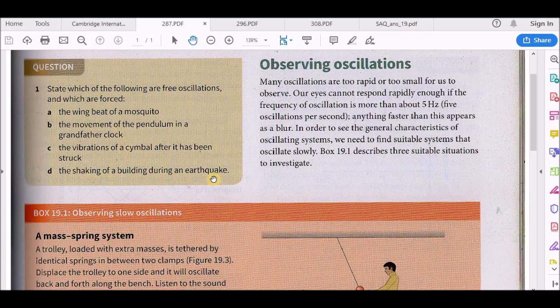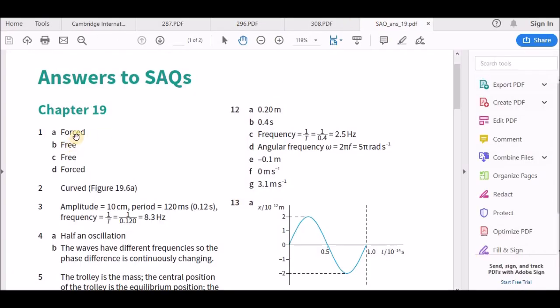The shaking of a building during an earthquake. Now we are talking about the building. The building is made to vibrate by the earth vibrating. So the building is forced to vibrate due to the vibration of the earth. Therefore, this is a forced oscillation. So here: forced, free, free, forced. Let's check the answers. See, forced, free, free, forced.